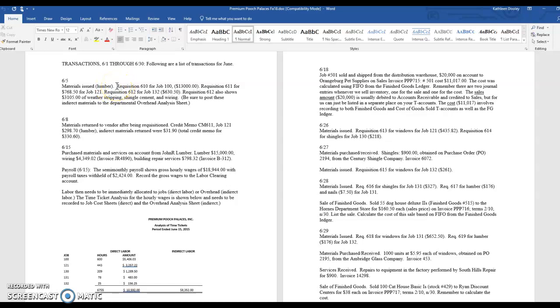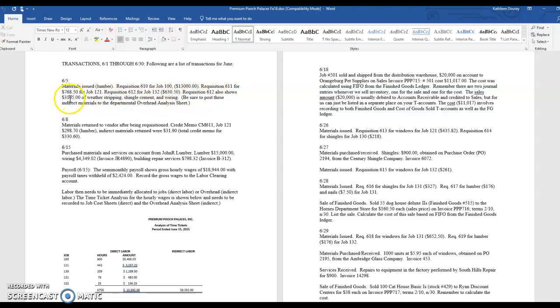Requisition, whenever we issue materials out of the material storeroom, that means we got a requisition for it. So requisition 610 for job 100 is $13,000. Requisition 611 was $768.50 for job 121, 612 for 132, 630.50. Requisition 612 also shows 3105 of weather stripping, shingle cement, and wiring.